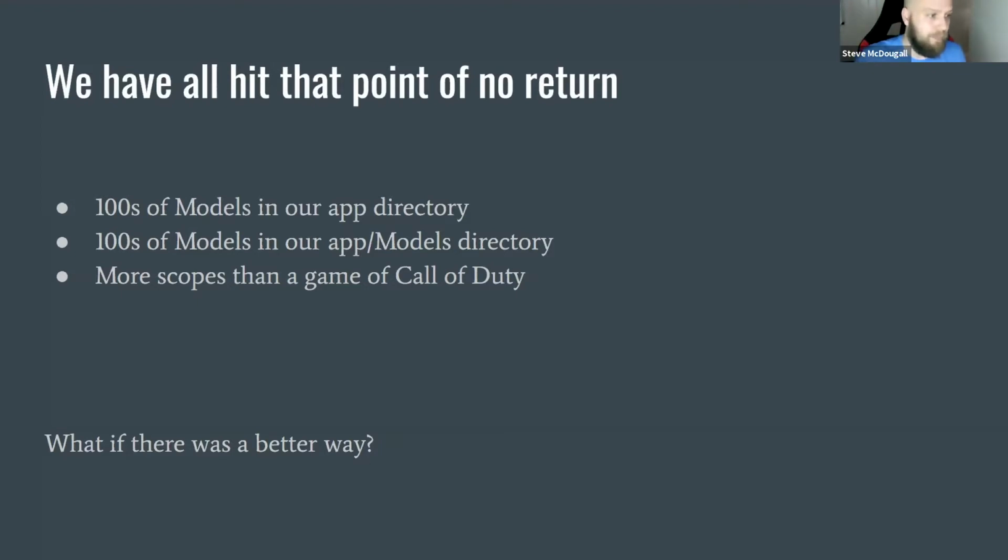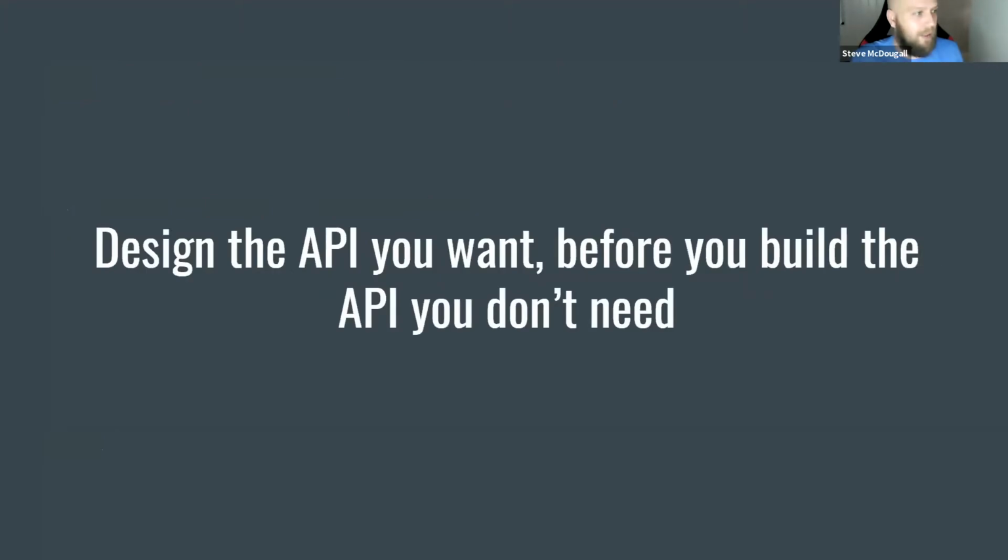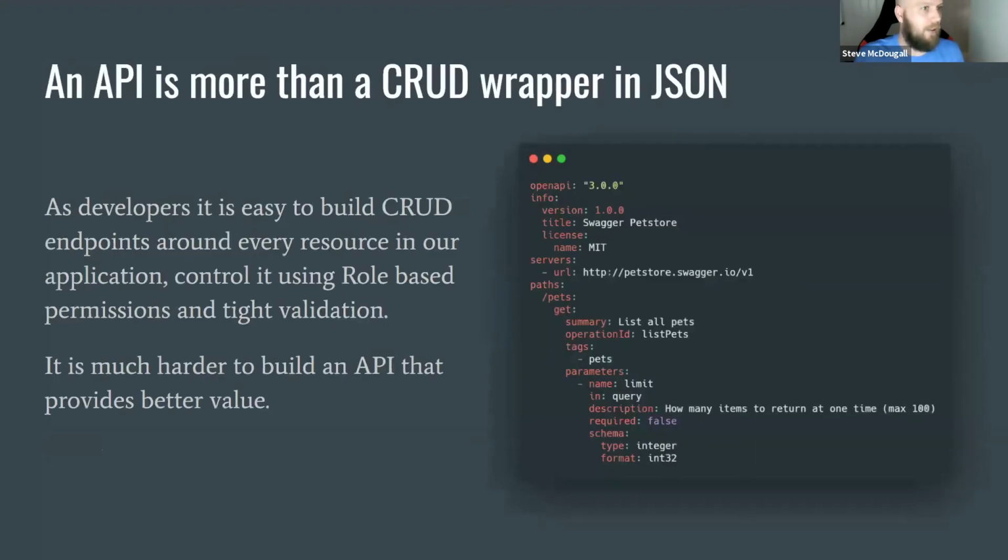But what if there's a better way? So the best thing to think of when you're building an API is design the API you actually want before you're building an API you don't actually need. A lot of people will just wrap JSON interfaces around database tables and call it an API. Not always the best way to do it. So it's more than just a CRUD wrapper.